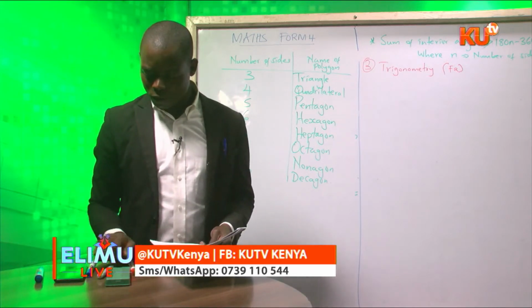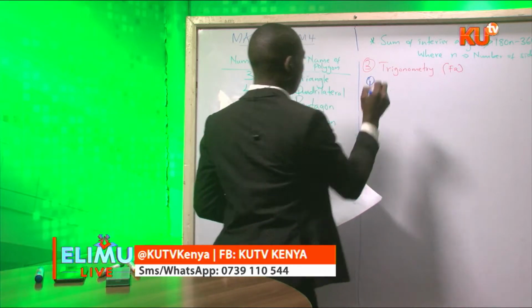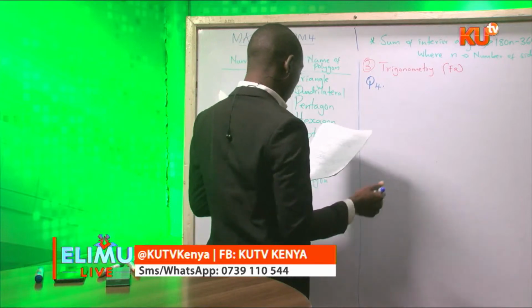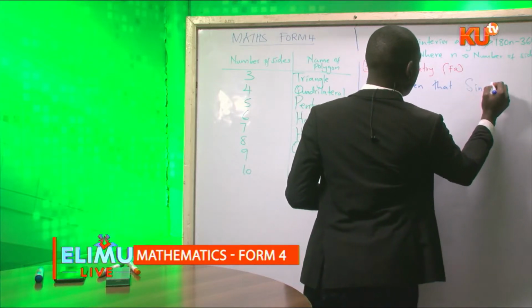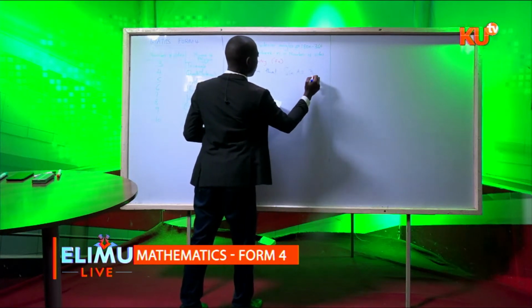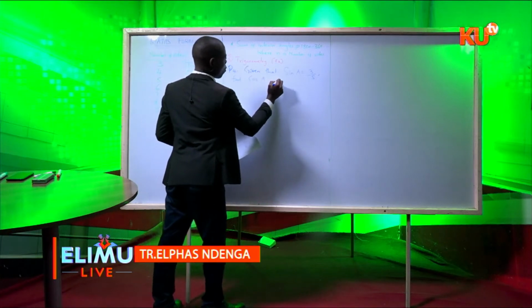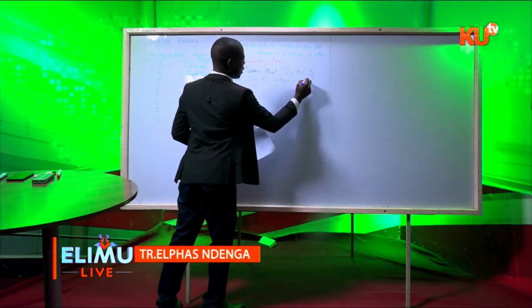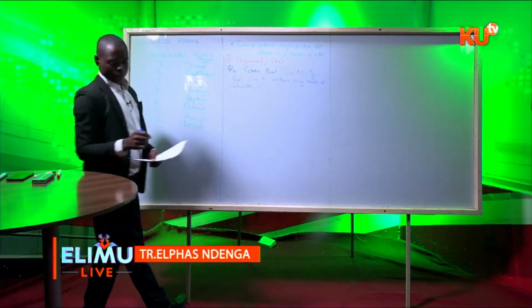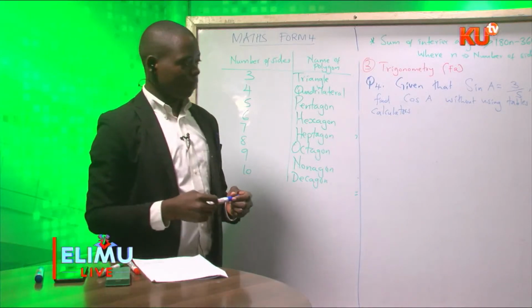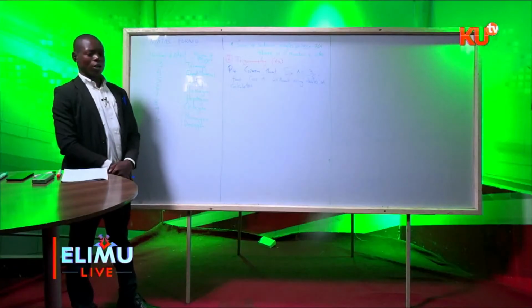So I will give an example for us to see how we respond to questions on trigonometry, and that will be our question number 4. Given that sine A equal to 3 over 5, find cos A without using tables or calculators. Given that sine A is 3 over 5, find cos A without using tables or calculators.